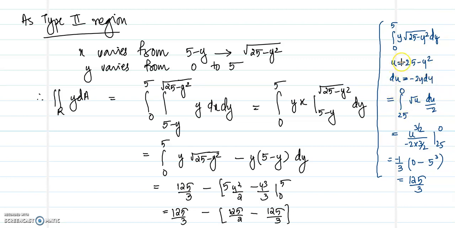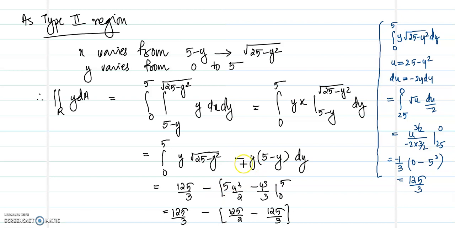And when y varies from 0 to 5, u will vary from 25 to 0. So we'll get integral 25 to 0 root u, y dy will be du by minus 2. So upon integrating you will get u raised to 3 by 2 by minus 2 into 3 by 2 from 25 to 0. So we'll get minus 1 by 3, 0 minus 25 raised to 3 by 2. So that will be 5 cube. So therefore the value of the integral is going to be 125 by 3. So the first integral value is 125 by 3.